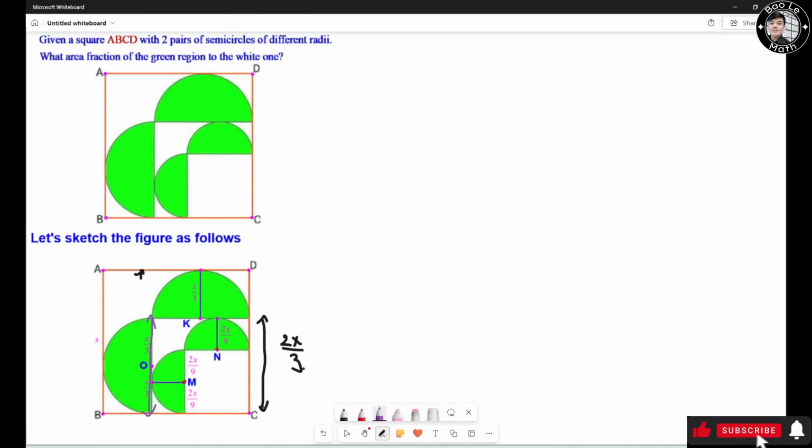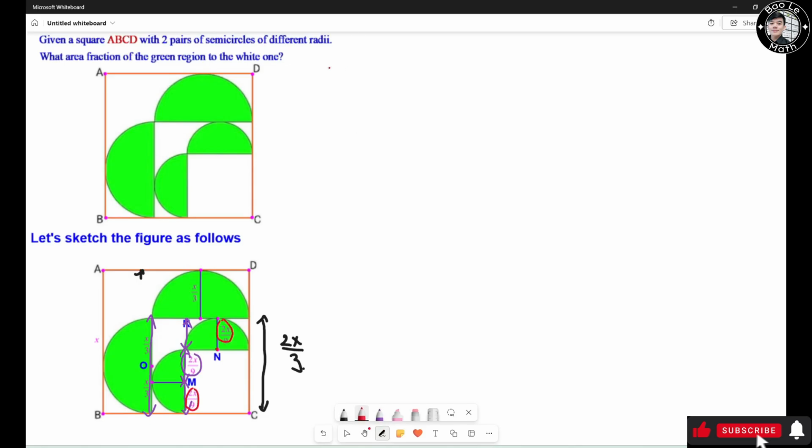Now I do the same process for this one. Does that mean the distance from here to here equals the distance from here to here, and it's the same thing as the distance from here to here? So I take 2s over 3 divided by 3. Each of these right here must equal 2s over 9.